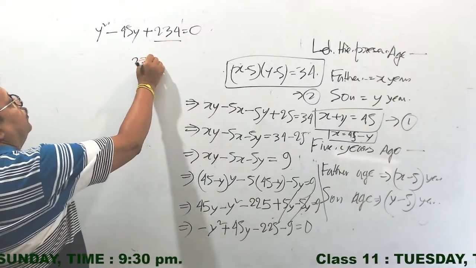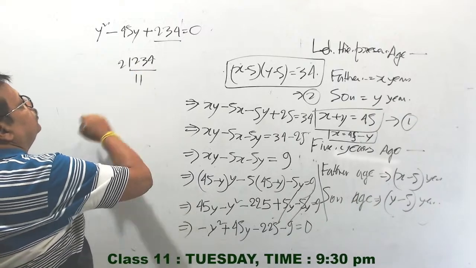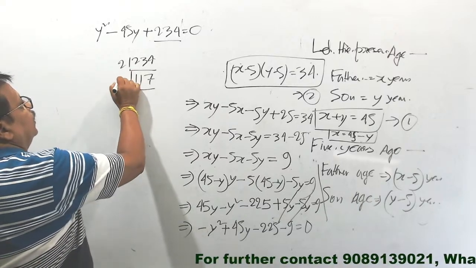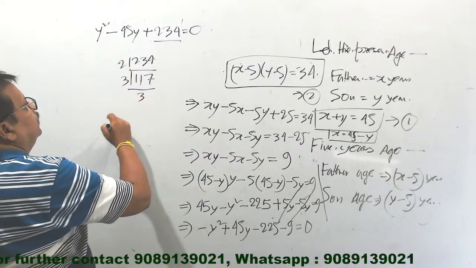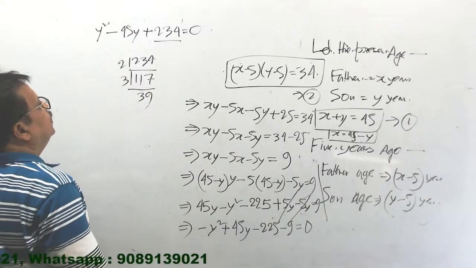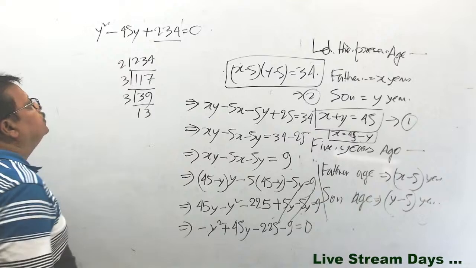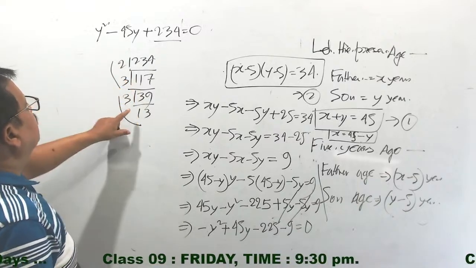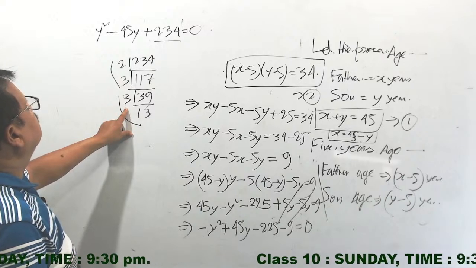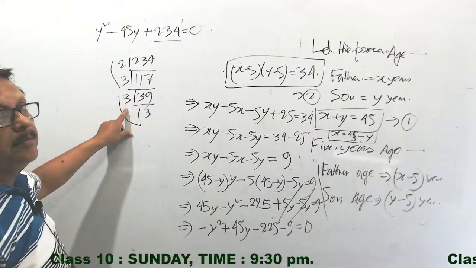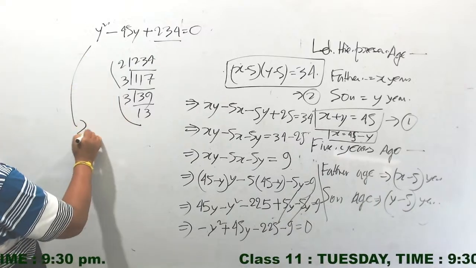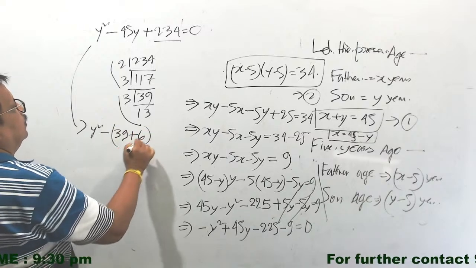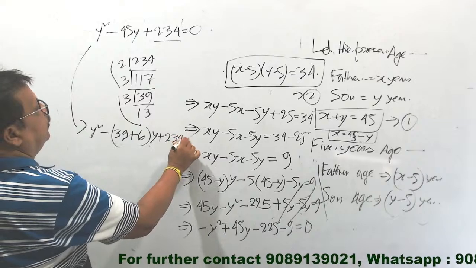Factorize 234. 2 ones are 2, 2 ones are 2, 7. By 3, this is a 9. Again 3, 1, 3, 13. See, these two, 6 and 39. 6 plus 39. So, y square minus 39 plus 6, y plus 234 equal to 0.